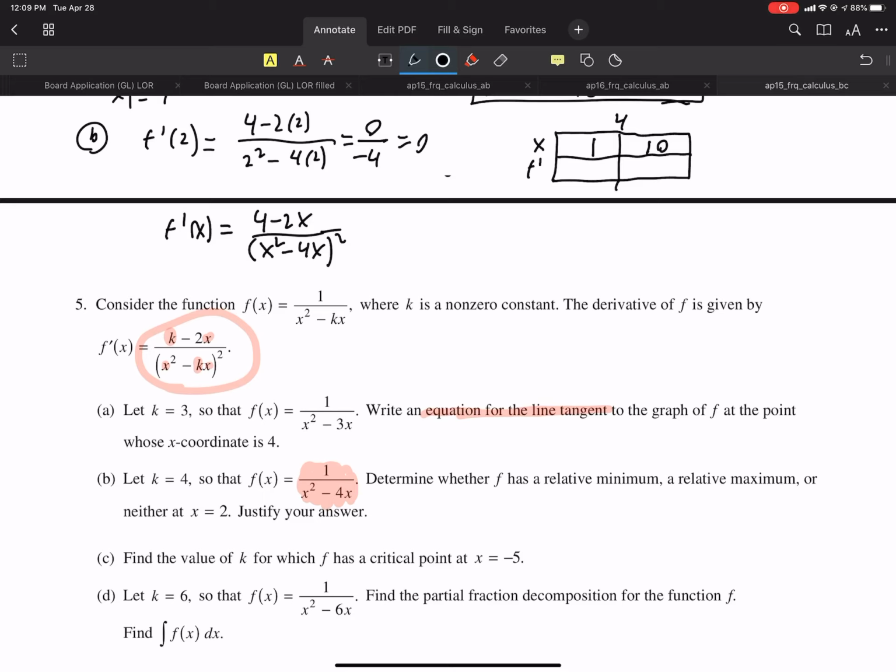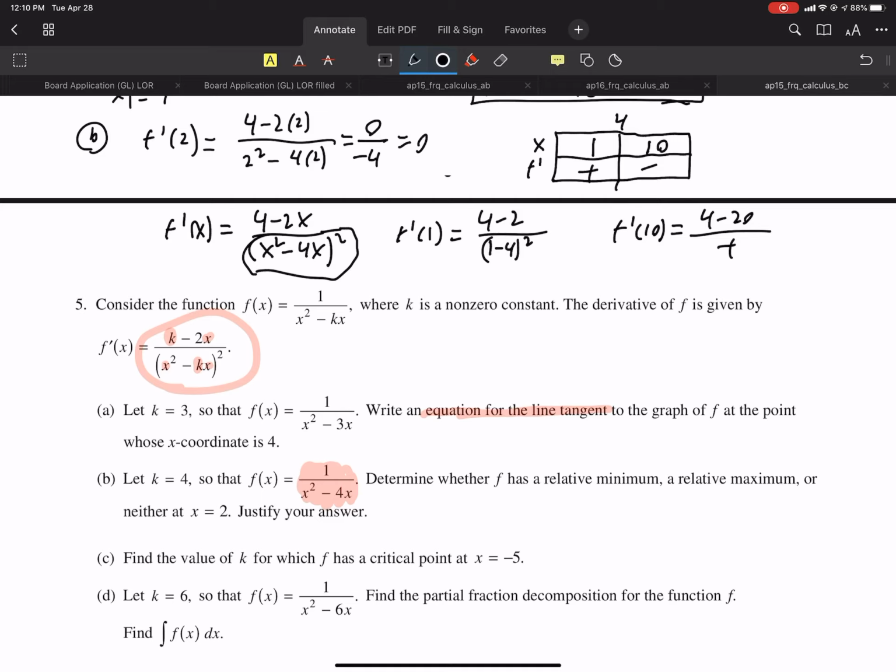So plug in 1. f prime at 1 is 4 minus 2, which is positive. The bottom is always positive because it's squared, right? So I don't have to worry about that being negative. So it's positive there. Plug in 10. f prime at 10, the top is definitely going to be negative. The bottom is always positive. So we're going to get a negative there. So at 4, there's going to be a relative max.